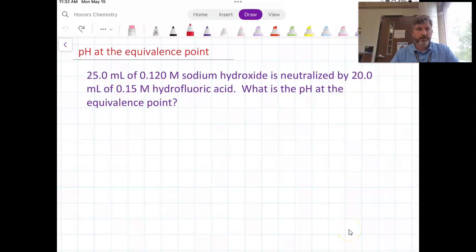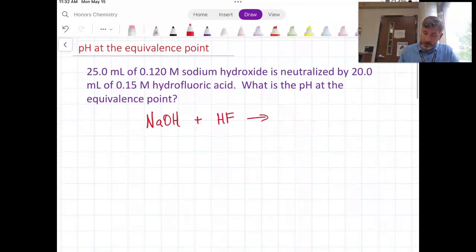Okay, so let's figure out the pH at the equivalence point. We have sodium hydroxide and hydrofluoric acid. Sodium hydroxide is a strong base. Hydrofluoric acid is a weak acid. So we're going to get water like we always do, and we're going to get sodium fluoride.